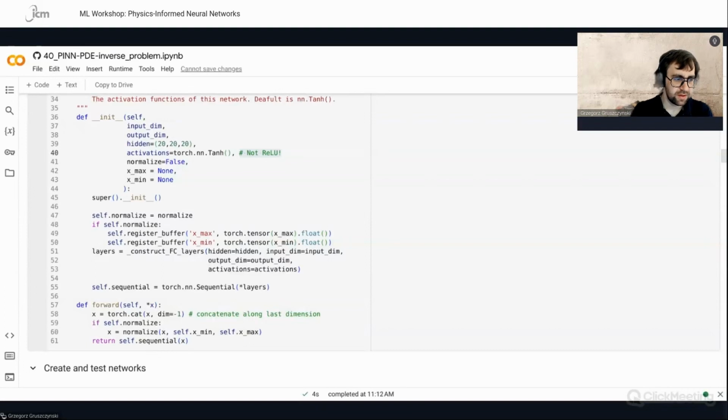Okay, so the actual answer is that when we are dealing with physics, we frequently need higher order derivatives. This time we will need the second order derivatives, and the ReLU, which is piecewise linear, will return 0 for the second order derivatives. So we cannot use it for the physics-informed neural network at all. This is the actual reason.